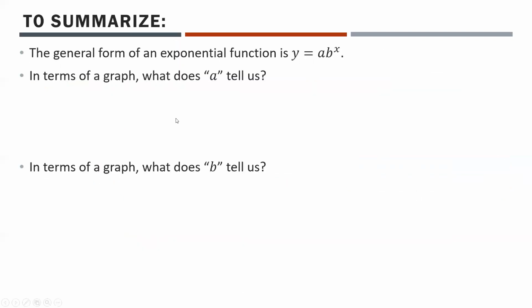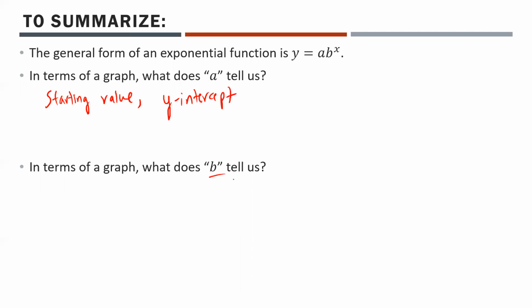Kind of neat. So to summarize, the general form of an exponential function is y is equal to a times b to the power of x. In terms of a graph, what does a tell us? Well, we just answered that one. A would tell us our starting value, or in other words, maybe more useful to us, it's your y-intercept.